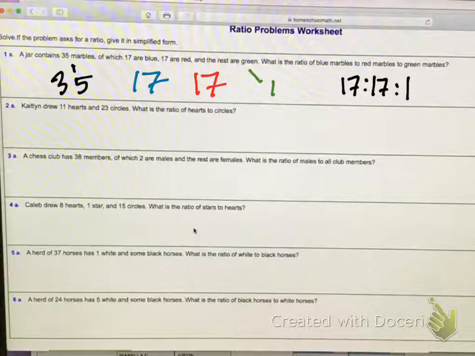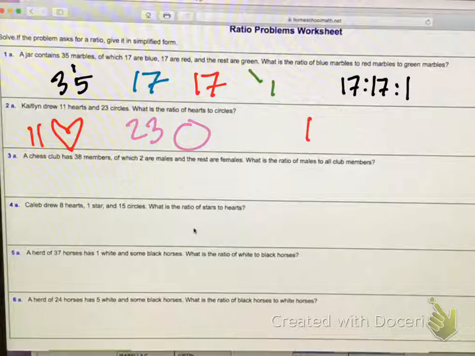Ready? So, here's this one. Caitlin drew 11 hearts, and she drew 23 circles. What's the ratio of hearts to circles? Guys, this is super easy. Hearts to circles. Who can raise their hand and tell me? Rocco. 11 to 23. Can we simplify that at all?